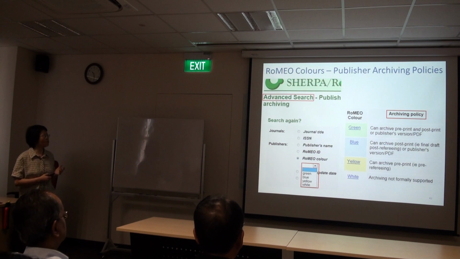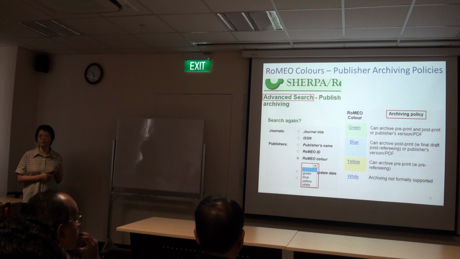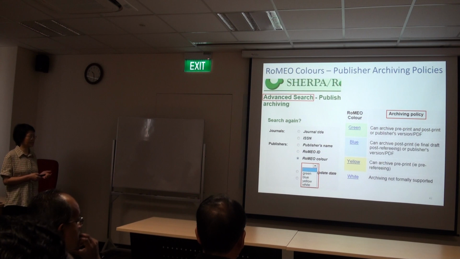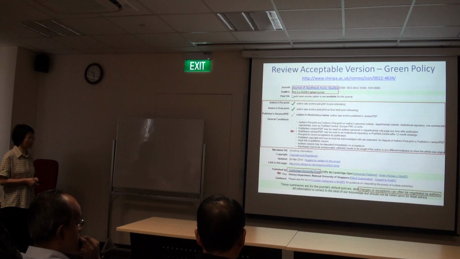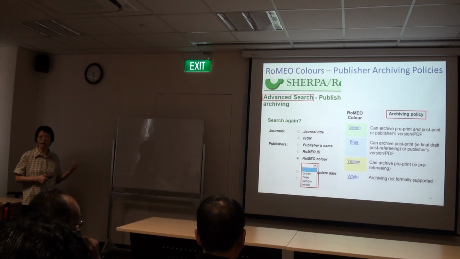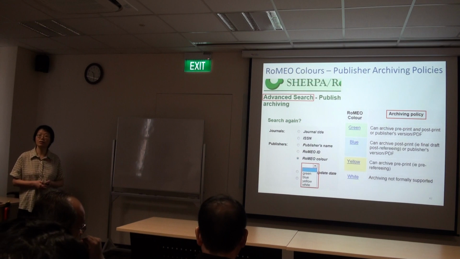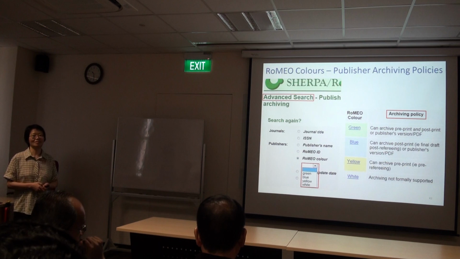Sherpa Romeo uses 4 colors to highlight the default archiving policies of publishers. Right? Green, blue, yellow, and white. And using the advanced search feature, you can search for a list of publishers with a specific type of default publishing and archiving policy. Okay, publication archiving policy. Excuse me. Yeah. So will the journals make it transparent which policy they follow? Yes.